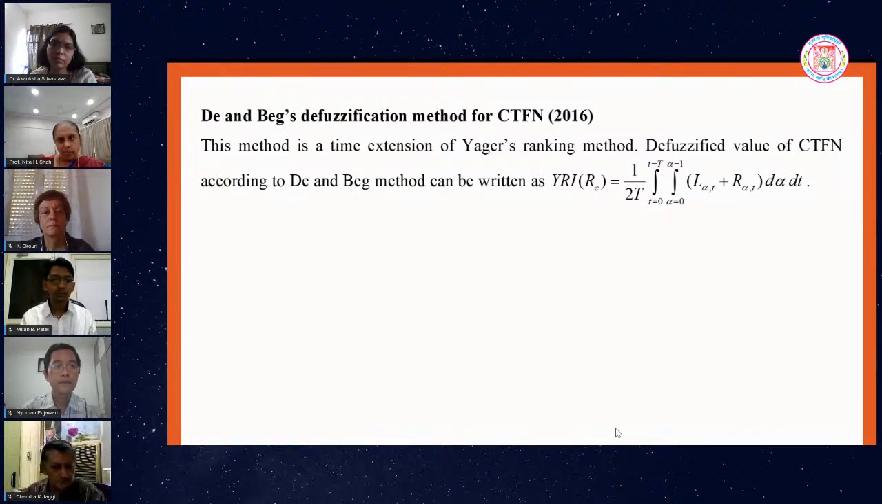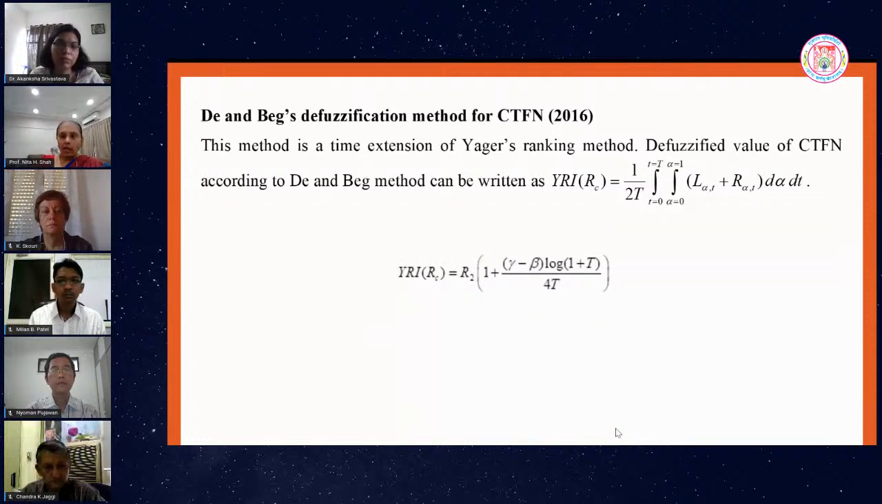And the defuzzification method for cloud triangular fuzzy number, they said we can have a Jaeger's ranking index for cloud fuzzy parameter. Now we have two parameters, one is alpha and the second is time. So it is given by 1 upon 2t integration, that is, sum up over the time from 0 to capital T, the cycle time, and alpha, because we had an interval 0 to 1, so 0 to 1 is the range of alpha, the sum of left and right alpha cut with respect to time t, summed up with respect to first alpha and then t. Then the simplification gives Jaeger's ranking index for cloud fuzzy parameter to be R2 into 1 plus gamma minus beta log 1 plus t upon 4t. And this suggests that gamma should be greater than beta.